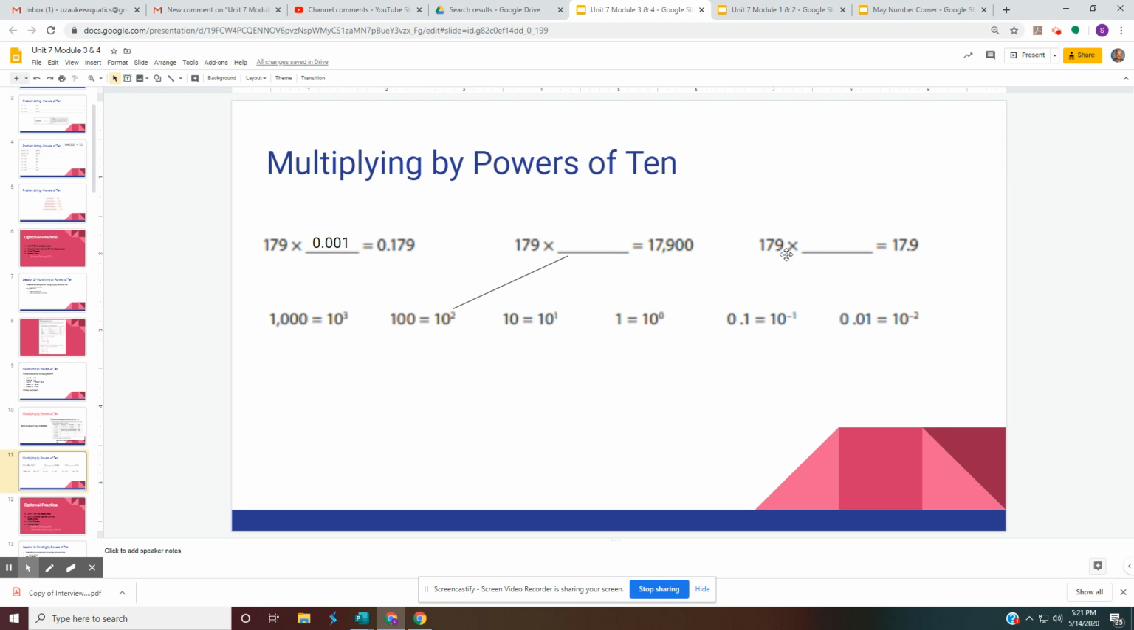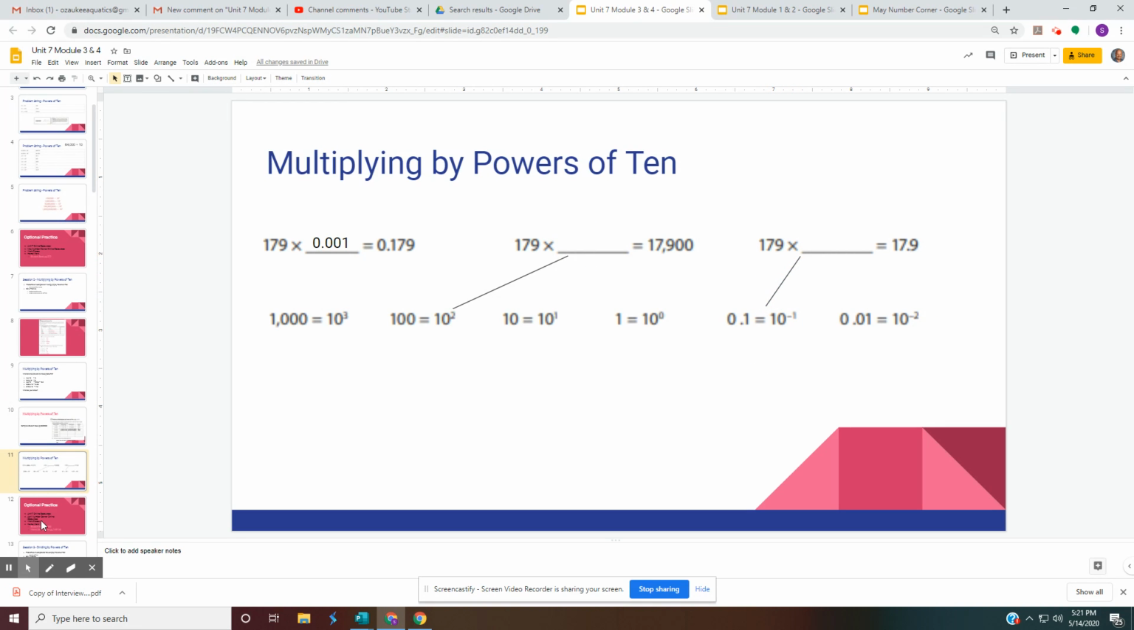How about 179 times what equals 179? My decimal point is right here. What direction am I moving it? So if I'm moving it to the left, I have a negative power of 10. If I'm moving it to the right, like I did over here, I have a positive power of 10. And it looks like I have a negative power of 10. And how many spots am I moving it over? Just one. So my answer is 10 to the negative 1.